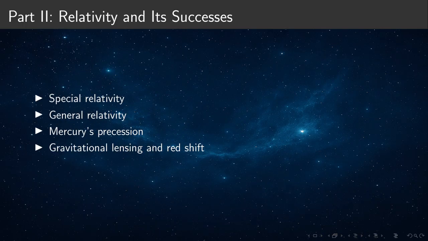Part 2, Relativity and its Successes. Next, the book turns to relativity itself, both special and general. We examine why relativity was needed, what problems it solved, and why its classical tests, such as Mercury's precession, gravitational lensing, and gravitational redshift, were so compelling.